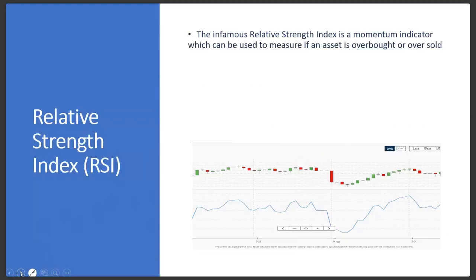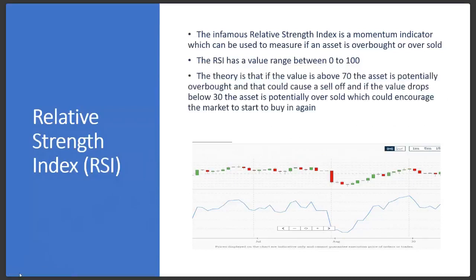Okay, so it basically tries to predict future movements. It's an early warning indicator. And it's used to measure if an asset is potentially overbought or oversold. Now, the RSI trades between a value range of 0 and 100.